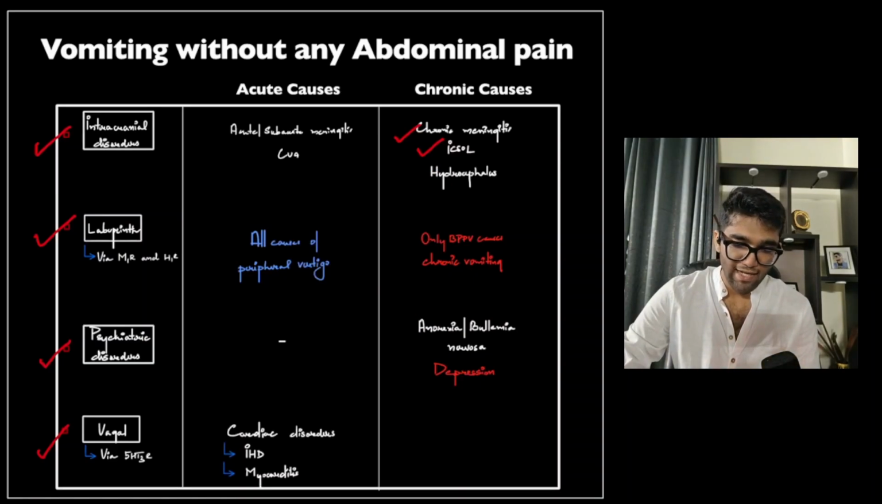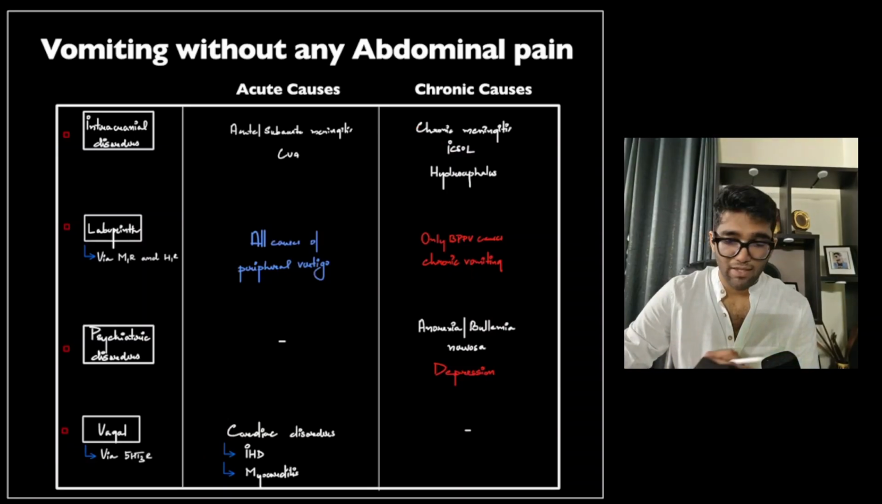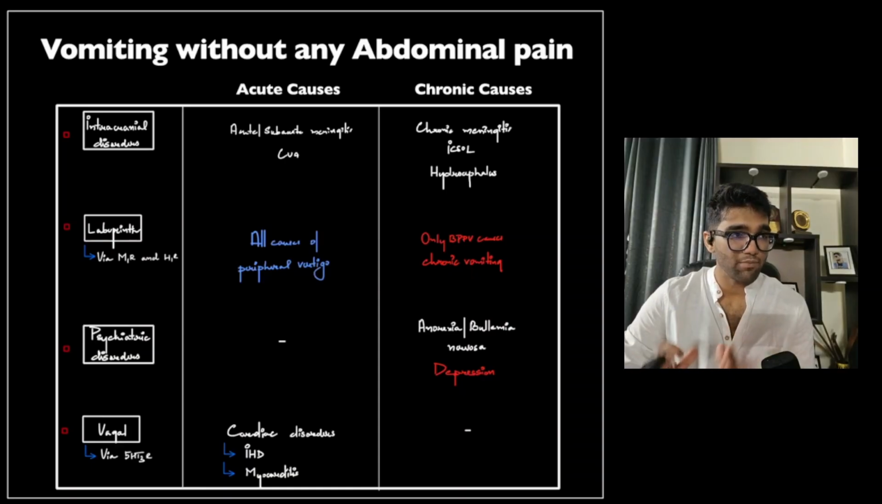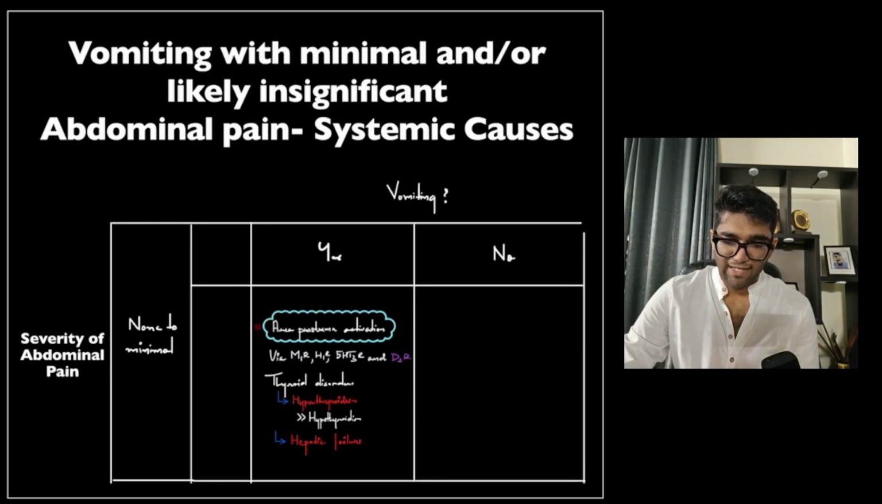Now, in case of vagal activation without concomitant activation of abdominal sensory fibers, that would include cardiac vagal fibers getting activated, say due to myocarditis or ischemic heart disease. And this typically is obviously an acute process. So as you can see, vomiting without any abdominal pain, where the patient completely denies abdominal pain, has a limited differential diagnosis. Now, vomiting with minimal or likely insignificant abdominal pain is likely due to direct area postrema activation.